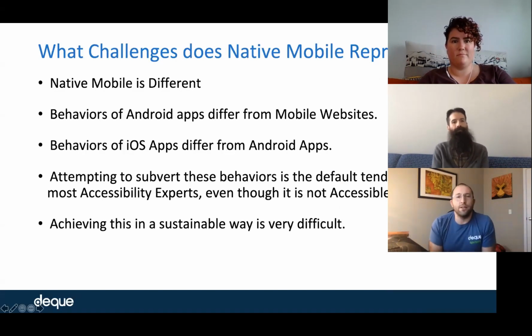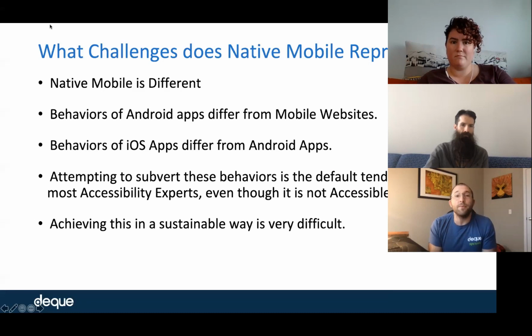So what are those challenges? I hinted at them a little bit. But let's dive in detail and make sure we hit all of the bullet points that we're going to cover in the presentation. Native mobile is different. One of the things that companies fail to acknowledge is that native mobile is different in a lot of ways. Not only in the standards and all of that stuff, but the behaviors of Android apps differ from mobile websites. A button on an Android application should not necessarily behave like a button on a website. And you could come up with tons of examples of that.